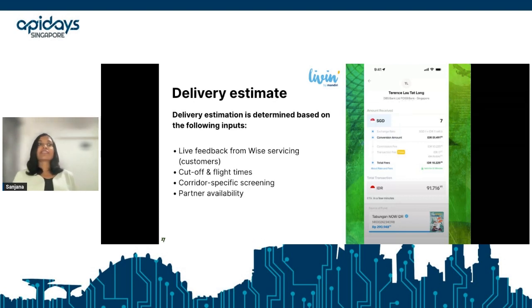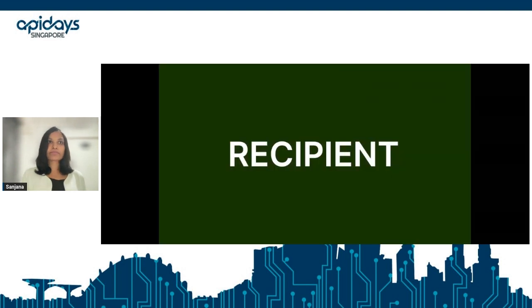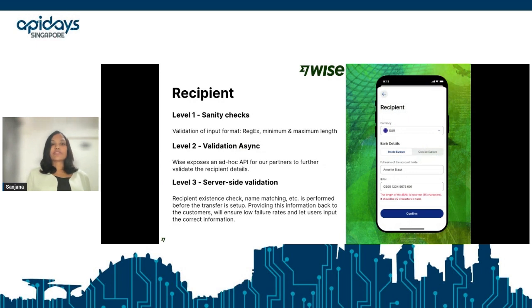There are 4 different data points that we actually use to determine the delivery estimation within our own apps. The first one is live feedback from Wise servicing customers. Second is the cutoff and flight times. Third is corridor-specific screening. And fourth is partner availability. Having all of this data, we can actually know how long it's going to take for this transfer to reach the recipient. Once the quote is created, the next step is to create the recipient.